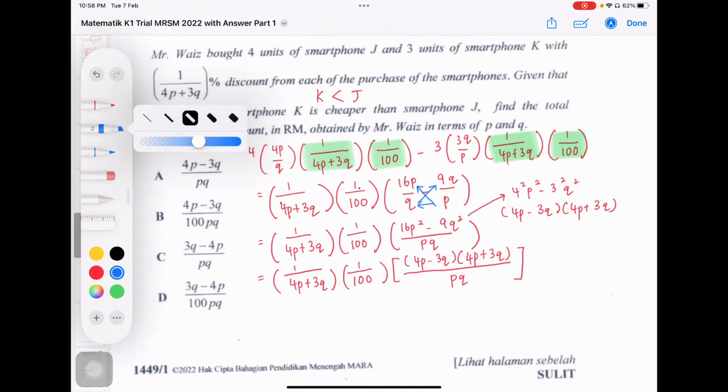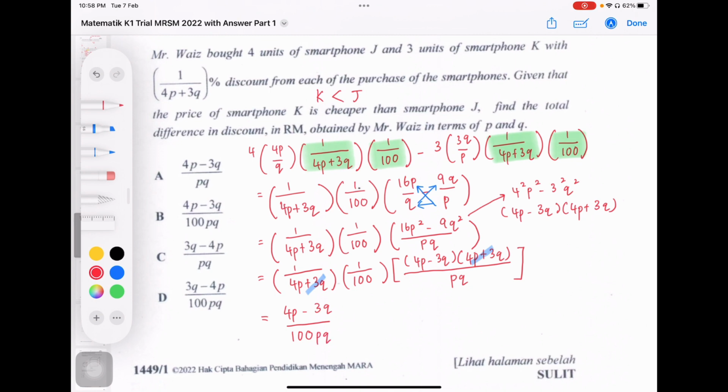Because this one is the same, you can cancel. Then your answer will be 4p minus 3q over 100pq. And the answer is B.